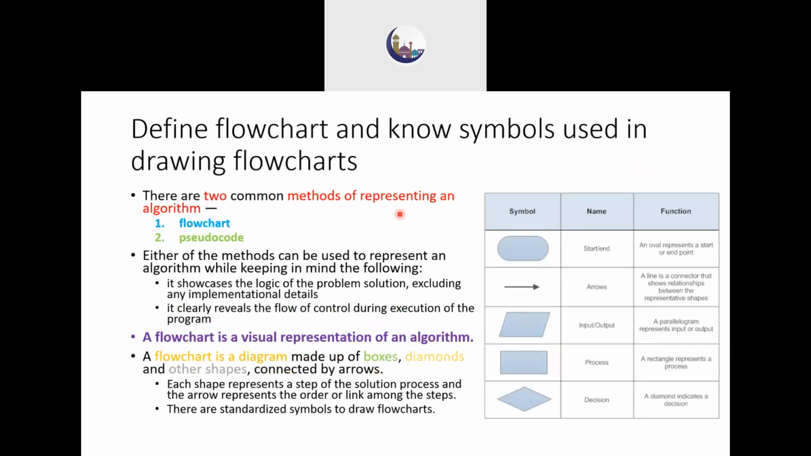So there are various ways in which we can represent an algorithm. The simplest format is a flowchart. Another way of representing an algorithm is called pseudocode. It's also very similar to an algorithm, but it's one of the ways of representation. So there are two common methods of representing an algorithm. First is flowchart, second is pseudocode. In our syllabus, we are concentrating only on flowchart. So let's begin. Just give me 1 minute.